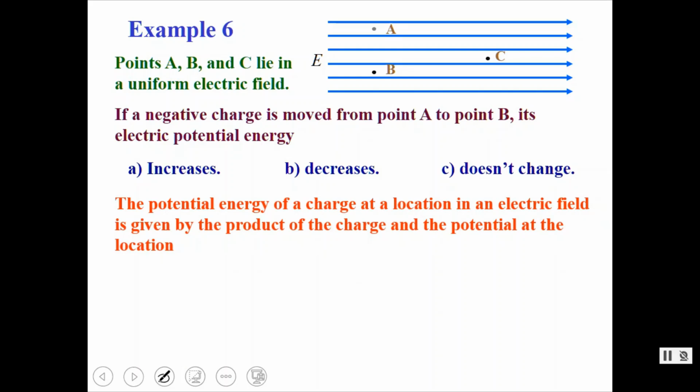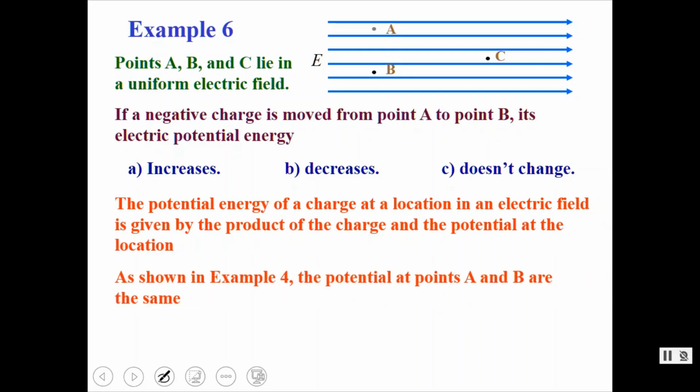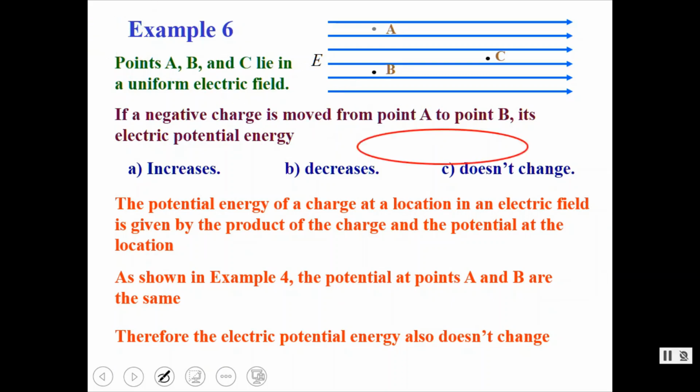So in this case, if you were to place a negative charge and move it from A to B, because there is no difference in potential, then you would end up with no change in potential energy. So the potential energy doesn't change.